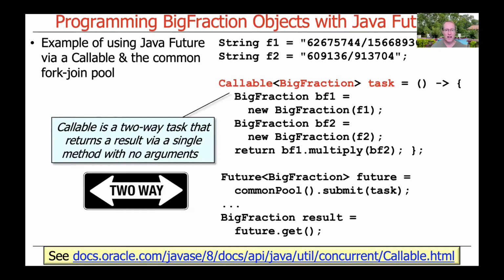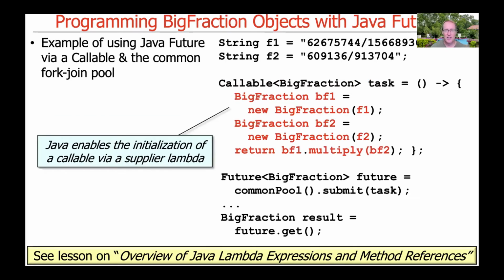You can see F1 and F2 are large fractions, and we create a callable, which is a two-way task. It's a functional interface in Java 8 parlance that will return a result via a single method that takes no arguments, but you can pass in arguments here using essentially the concept of immutable or effectively immutable variables. We can initialize this using supplier lambda syntax, which is good old Java 8 functional programming.